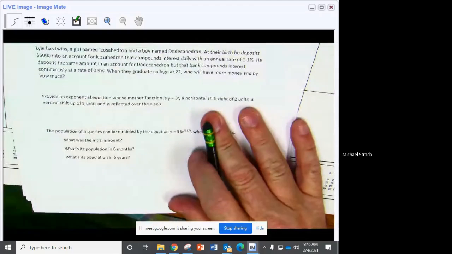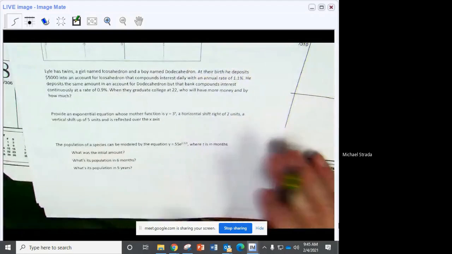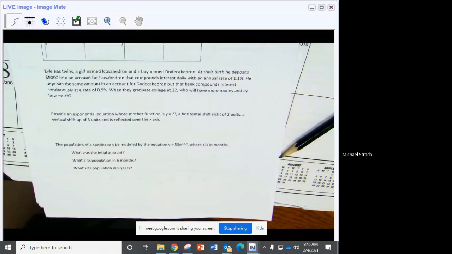All right, so take a few minutes to work on the last three, and then we'll go through those, and then you're good to go. So you're working on those last three problems: Lyle with his twins, an exponential equation, and the population of the species.